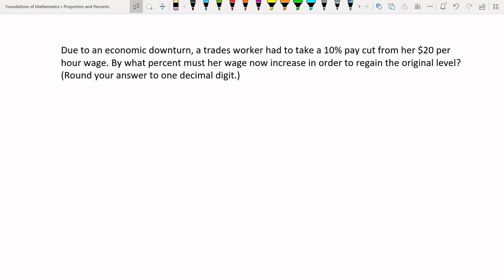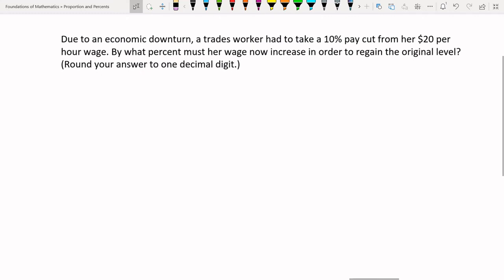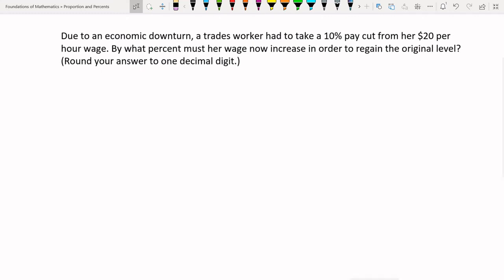All right, here we have a worker that's got a pay cut of 10%. She had made $20 per hour. So she lost 10% off $20 per hour. And now we need to ask, what is her pay increase to regain the $20 per hour? Now you might think, well, she just needs a 10% increase, but that would be incorrect. And you'll see why when we do the actual proportions. You could do this in one proportion.